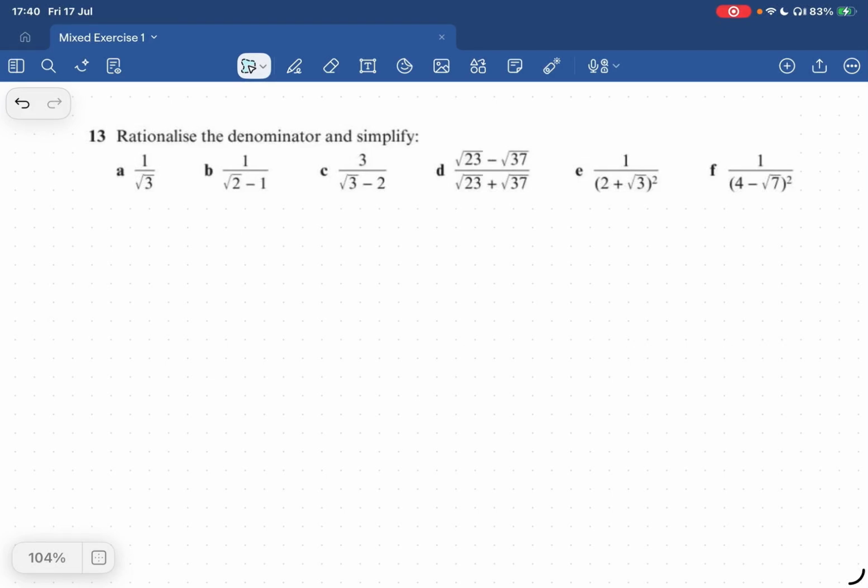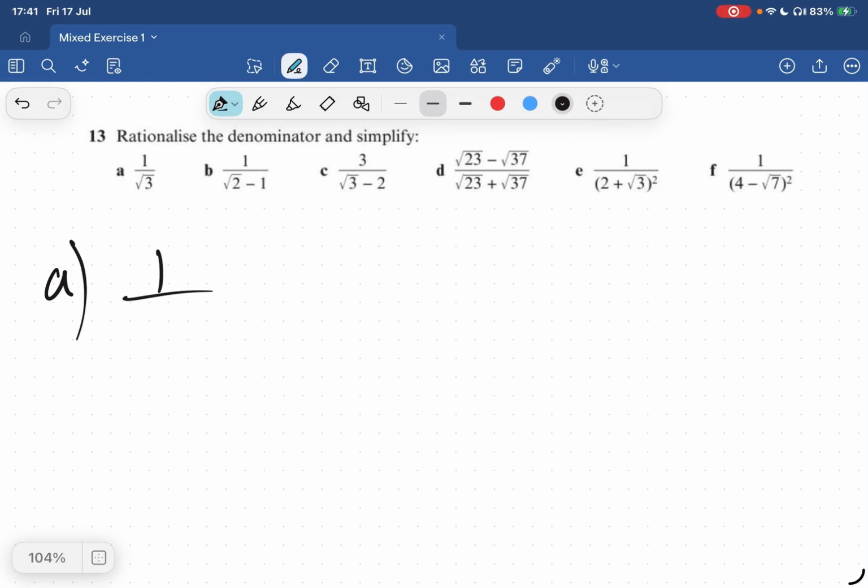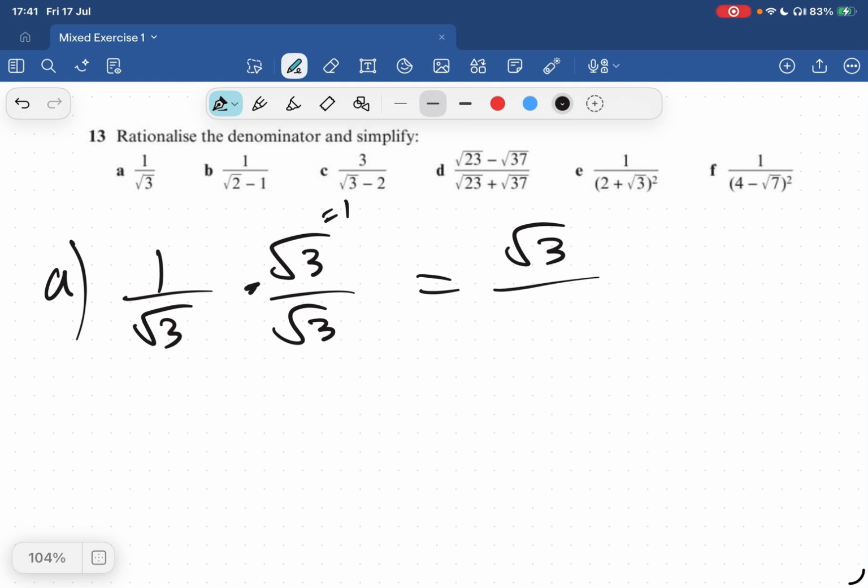Question 13, and we're rationalizing the denominator. So rationalizing the denominator, what does that mean? Well, we need to take out this square root 3 from the bottom. And how we do that is we times top and bottom by root 3. This is the same as just times it by 1, so we don't change the value. We get root 3 on the top, and on the bottom we get normal 3.